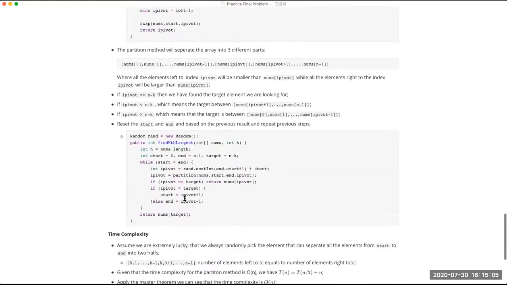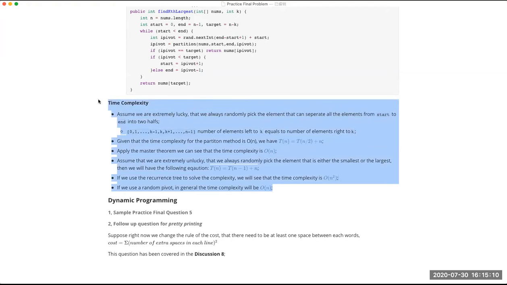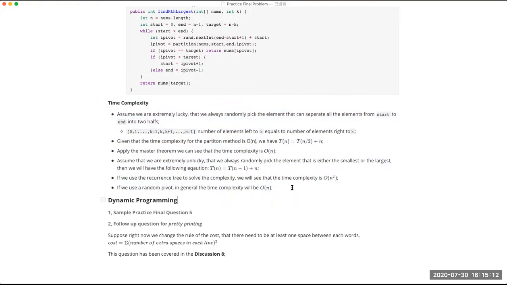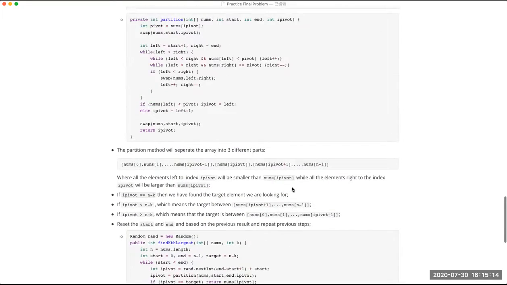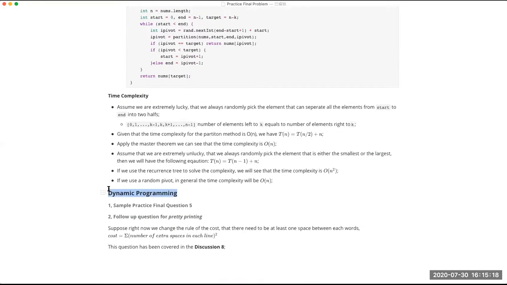So basically, this is the explanation here. I think because the time is a little bit tight, I will leave that to you guys to understand what it means for each part. So let's take a look at dynamic programming. I didn't provide any dynamic programming questions specifically. So take a look at final question 5, and also take a look at the recording of discussion 8 and the slides of discussion 8.